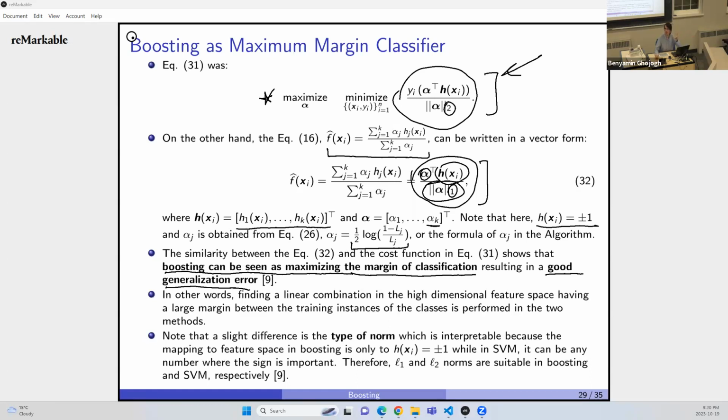Now we know that SVM maximizes the margin. We just showed that boosting also maximizes the margin, but with another norm, right? And we know that when we maximize the margin, the generalization error is decreased, minimized. Do you remember? Vapnik tried to find the best decision boundary. He said, perceptron finds anything, let's find the best one to have the least amount of generalization error. Here we just showed that it has the least amount of generalization error as well. In other words, finding a linear combination in the high dimensional feature space having a large margin between the training instances of the classes is performed in both of the methods. The type of norm, as I said, is L1 in boosting, but in SVM it is L2 norm.